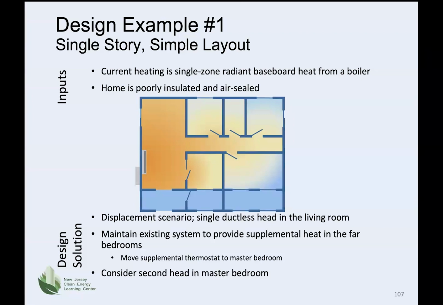In this case, the legacy system will be controlled by its own thermostat, which is relocated, and be used to heat the bedrooms, bathroom, and kitchen. A second head, or perhaps an additional mini split, could potentially be added to the master bedroom.